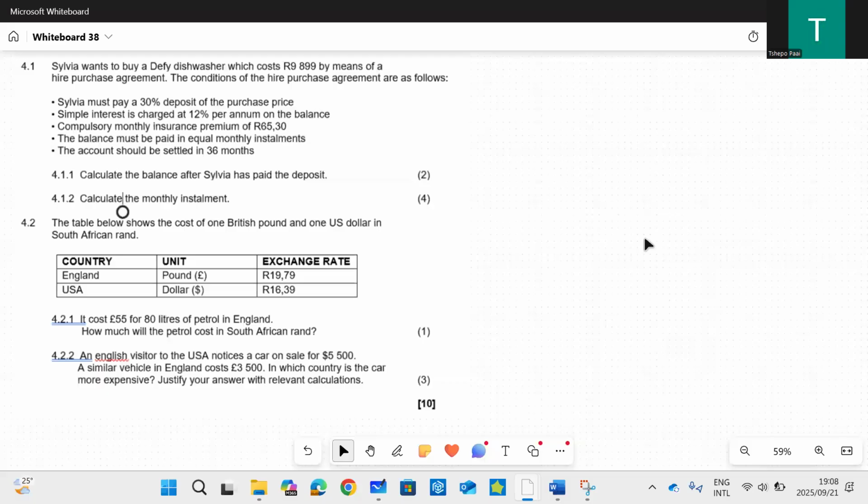Great hands. Now, if we look at this question for you, it's financial maths. I will start straight away to explain 4.1.